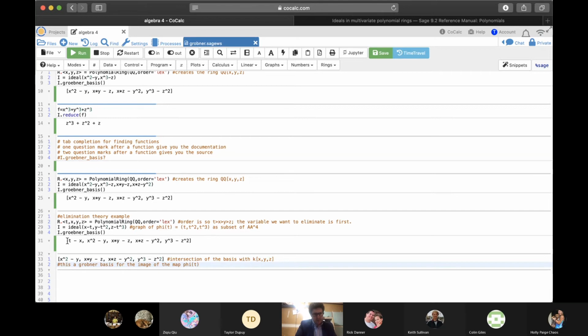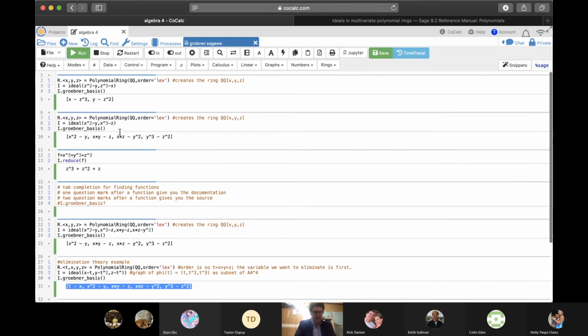It turns out that this is the exact same thing as this. This is the image here: x squared minus y, x cubed minus z. That ideal actually does generate the image of that map, so that answered one of our original questions. Okay, so let me go back to some things on paper. I need to say what a reduced Gröbner basis is, and I need to say what elimination theory is. Okay, so let me go back here.